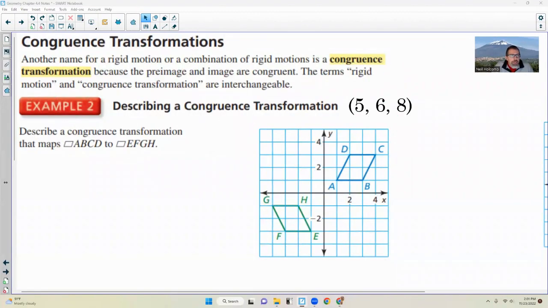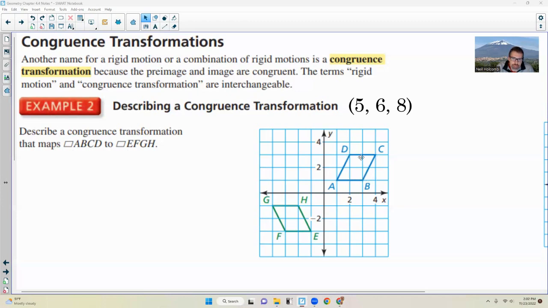Okay, congruence transformations. Another name for a rigid motion or a combination of rigid motions is a congruence transformation because the pre-image and the image are congruent. The terms rigid motion and congruence transformation are interchangeable. They're synonyms. So example 2 says describe a congruence transformation that maps parallelogram ABCD to parallelogram EFGH.